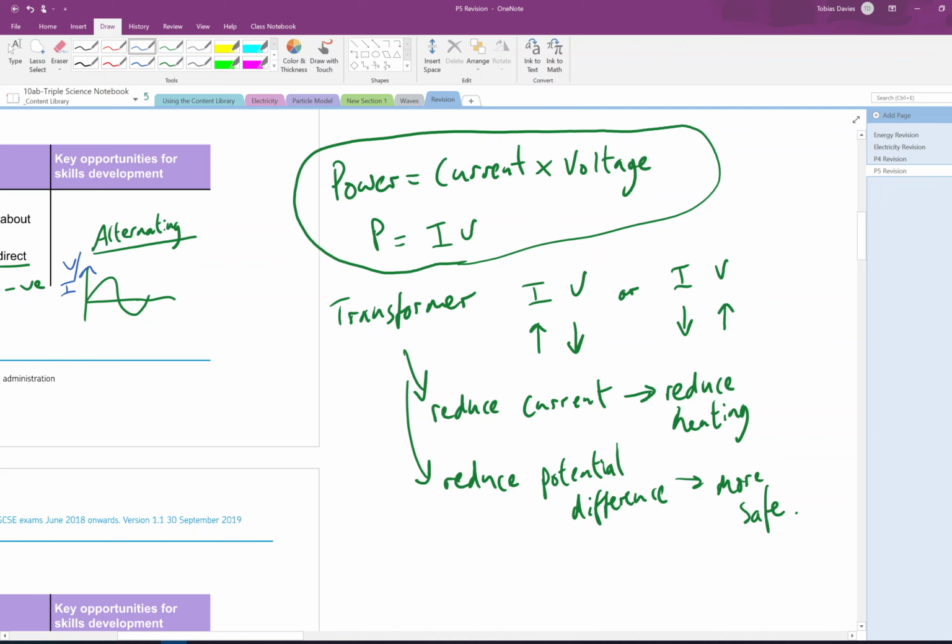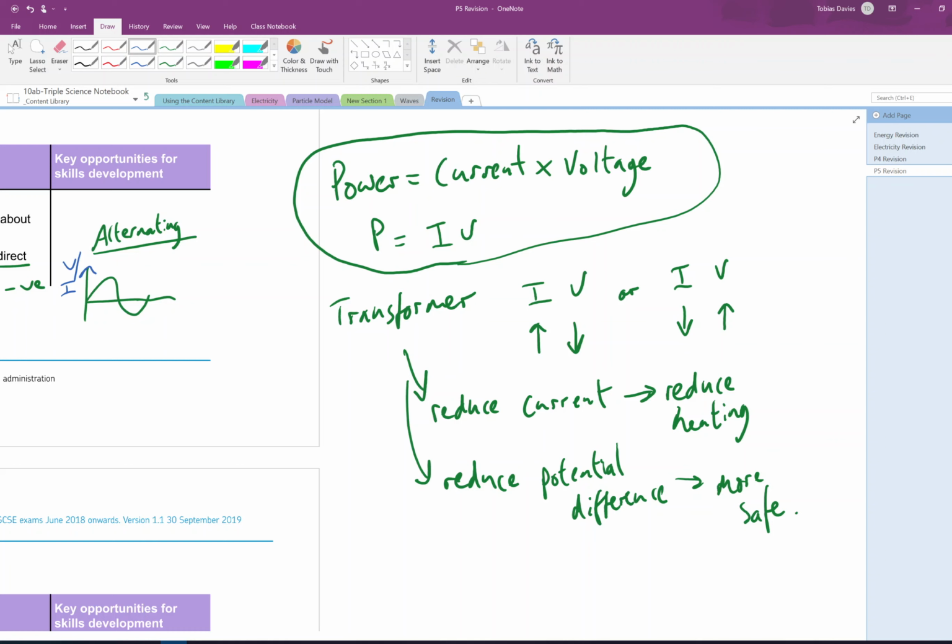So for example, in power lines, you don't want heating. So although they have quite large currents in those big power lines, they have quite a big current and a ridiculously high voltage. Okay, crazy high voltages. Now those crazy high voltages are very dangerous. So the power lines are very high, so you can't touch them even by accident.